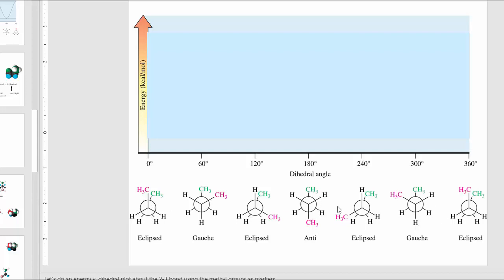And we pass through what is the best possible conformation at 180 degrees. And the worst possible conformation is where we started and where we finish. And Gauche is going to be good, but not as good as anti. And these interactions are going to be bad, but not as bad as the two methyls overlapping.